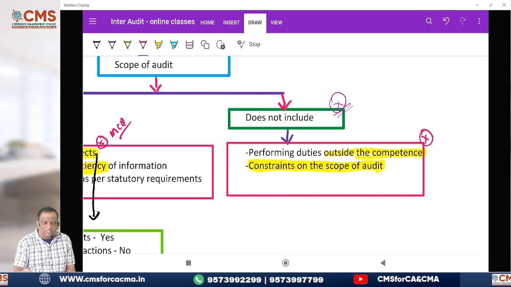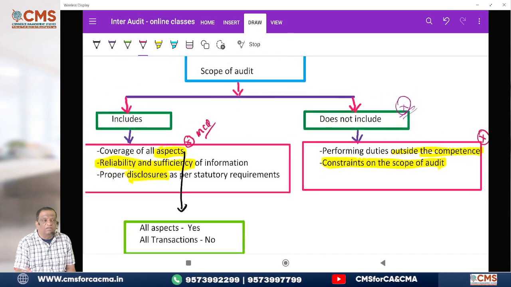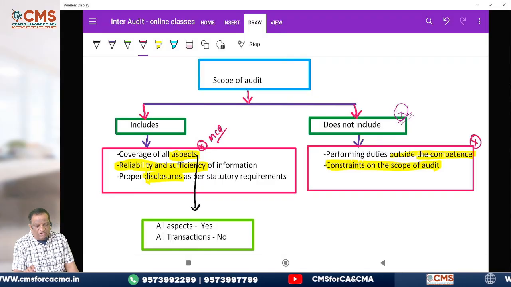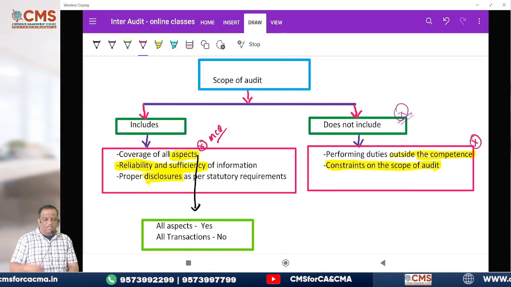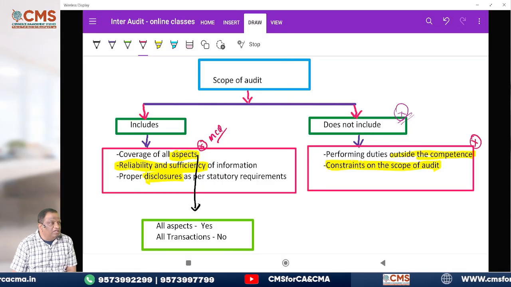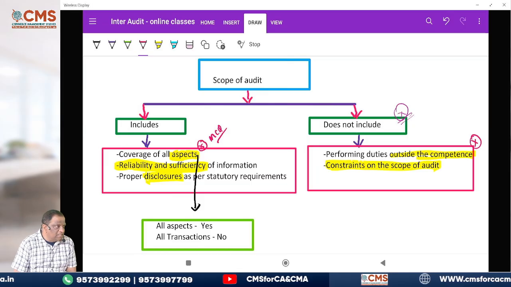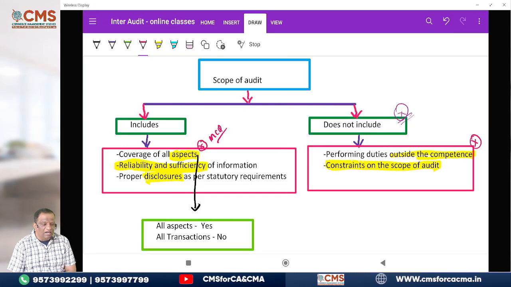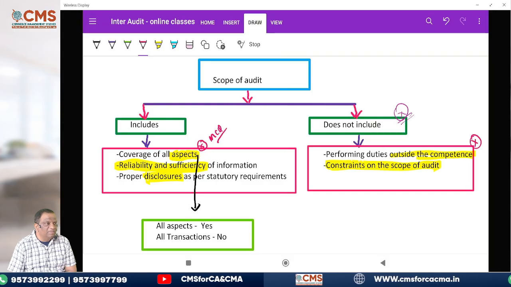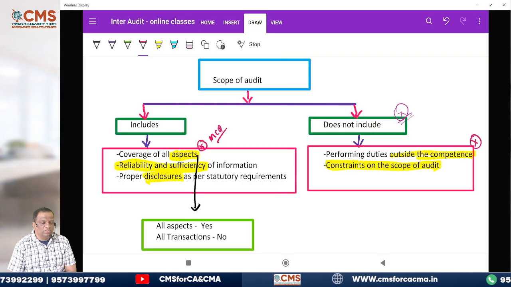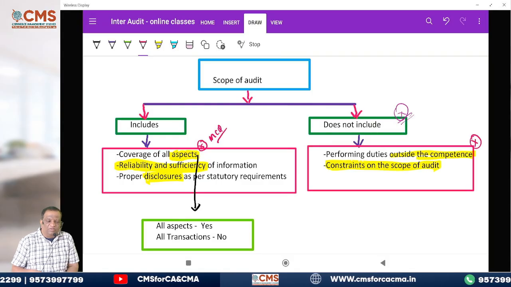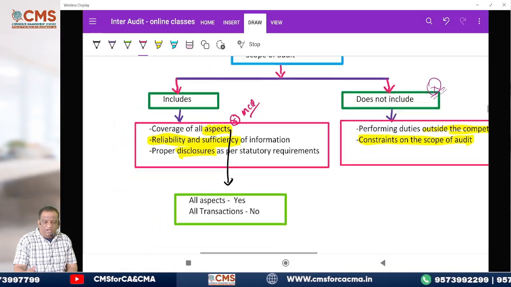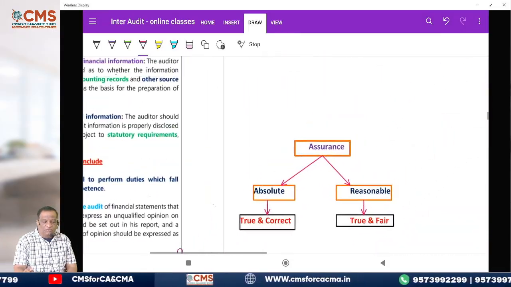But between these, the first 2 points are important. So to repeat, what it includes and what it does not include. It includes all aspects. Now you tell me, will the auditor cover all aspects or all transactions? All aspects he will cover, and all transactions he will not cover. And that is why we call the technique sampling. So the auditor will be performing on sampling, and we will discuss that as we go ahead. So this is about the scope.